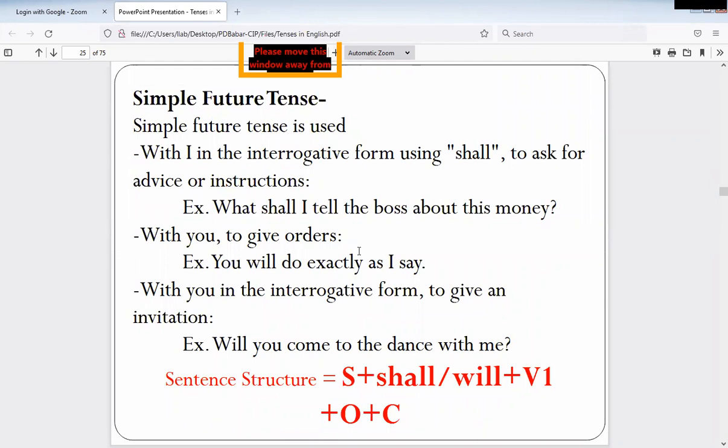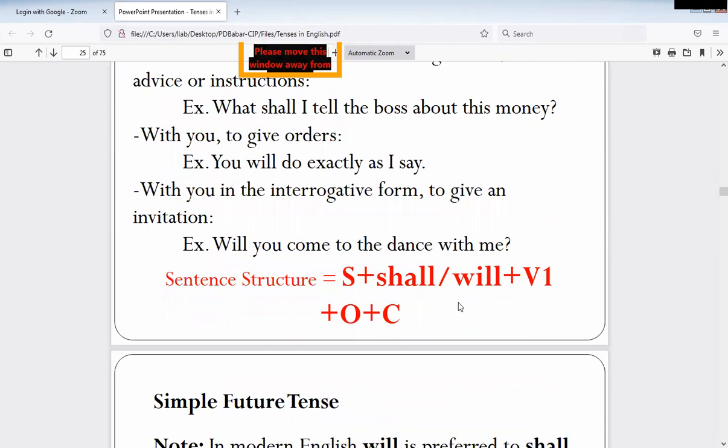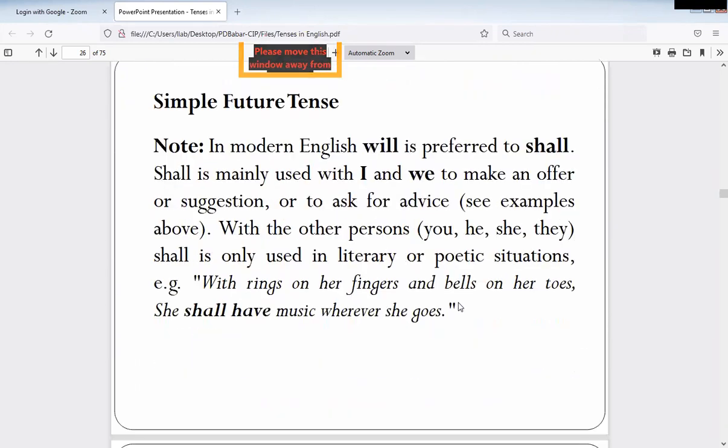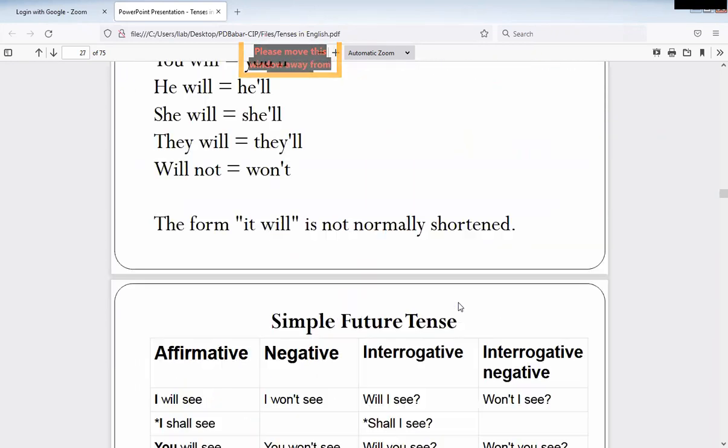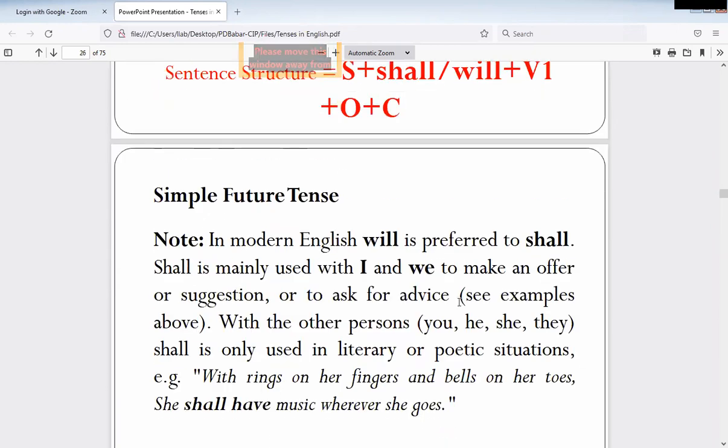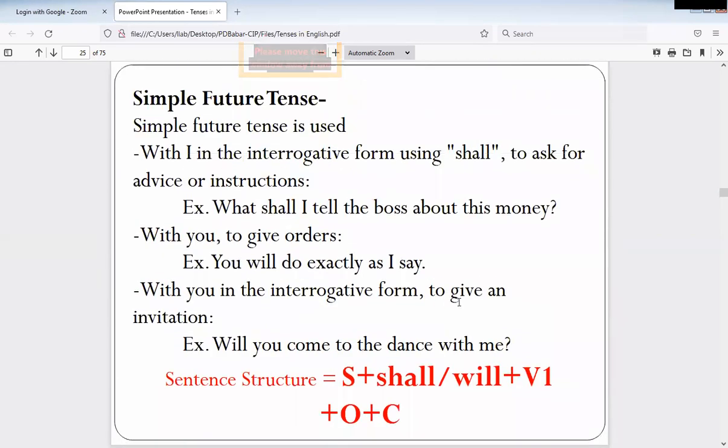Then we have seen the sentence structure of the simple future tense: subject plus shall or will plus v1 plus object plus complement. So this part we have discussed up till now. There are only 18 minutes left for the end of this meeting, so let me call your attendance so that I will mark it in my attendance sheet.